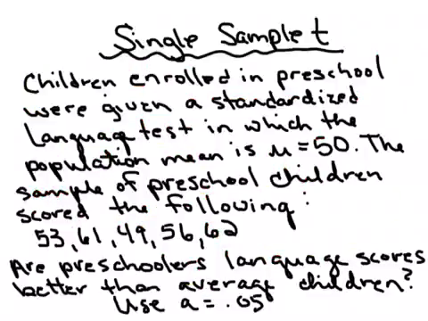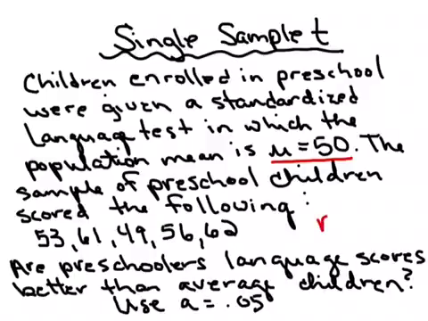We're going to go over hypothesis testing with the single sample t. I've given an example here talking about children in preschool given a standardized language test. It shows the population mean is 50. And there's a sample of preschool children that scored the following: 53, 61, 49, 56, 62.